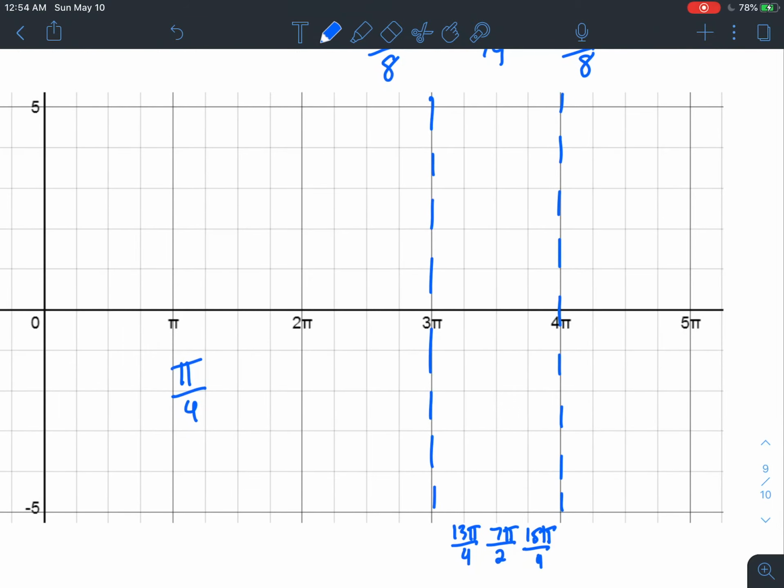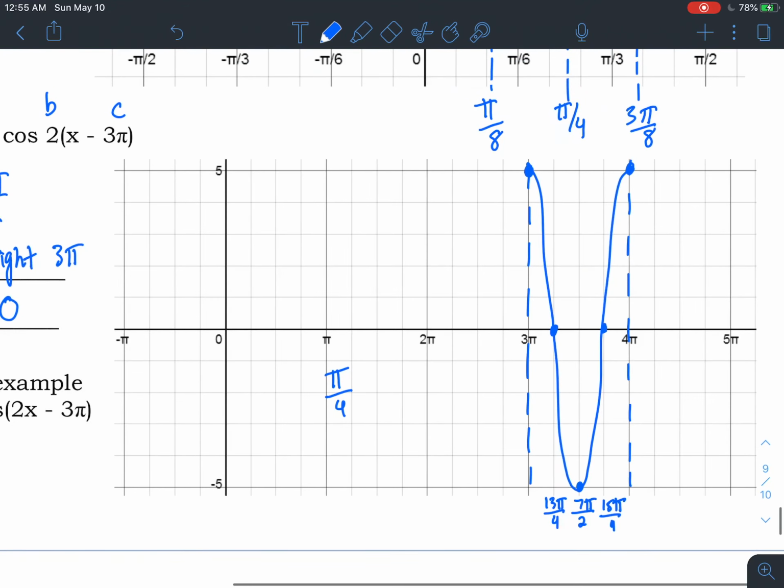So now, all I need to do is put it all together. I have my period labeled out. I have my intervals labeled. Now I just need to take into account my amplitude. This is a cosine wave, so it's going to start either at the crest or the trough. There is no reflection, so it's going to start up at positive 5, down to 0, down to negative 5, back to 0, up to positive 5. And again, this is going to be not the nicest thing because it's really, really steep. But that wave right there would be that graph.